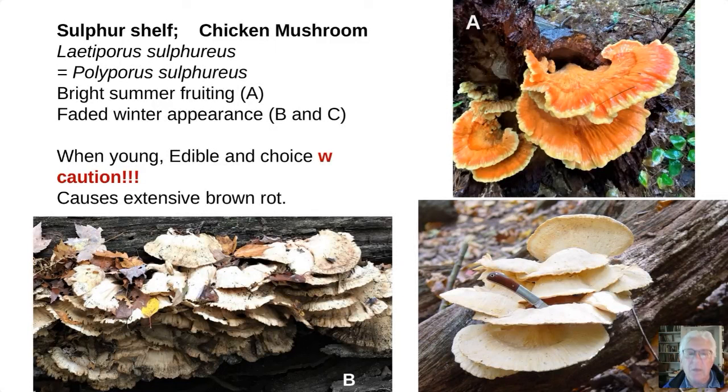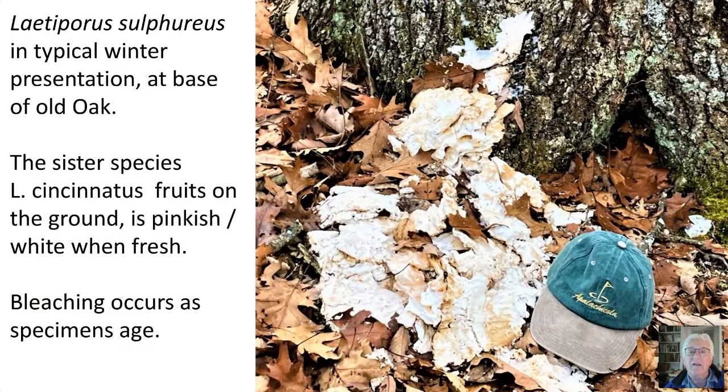This is the summer presentation. Orange on top, yellow on the bottom. After a while, they start to bleach out and get white like this, and they cause extensive brown rot. And what you're likely to find in the wintertime, here's the remains. You're walking along the woods, and you see this lying here, and this is my hat by size reference. It was a big Laetiporus sulphureus, and this is what's left of it.